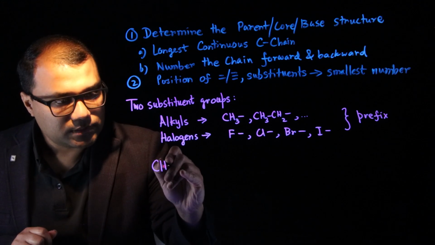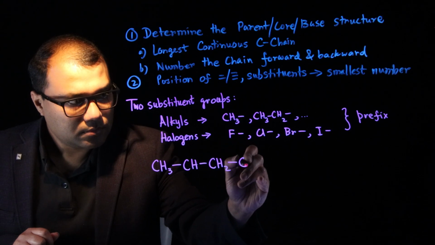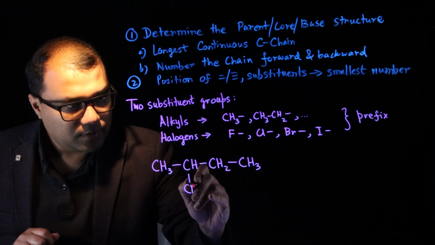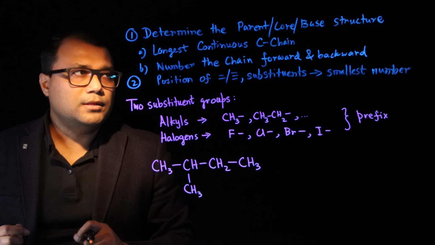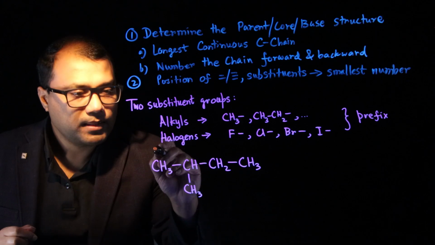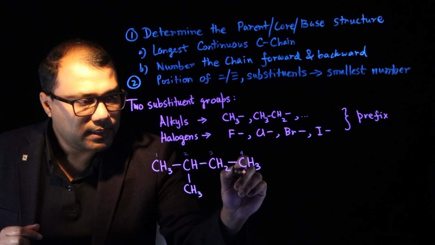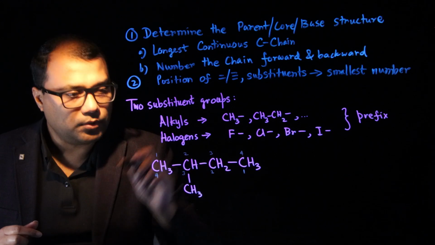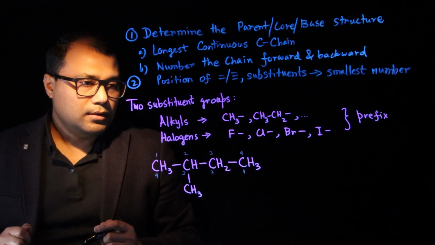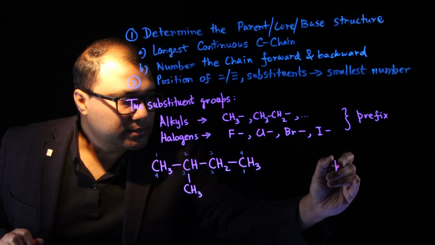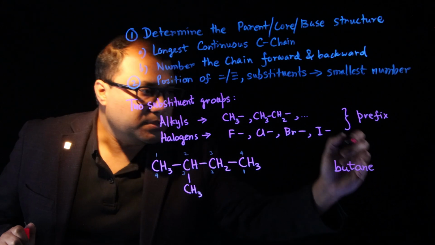Okay, let's take an example. Let's say we have this compound. And here we have a methyl group. Okay, so let's go back to our first rule, determine the parent or base structure. So the longest continuous carbon chain. So it could be this way or this way, it's the same thing. So let's number that 1, 2, 3, and 4. And let's number that in the reverse order, 1, 2, 3, and 4. Okay? This is hanging out here as a substituent. Okay? So since it's a 4th carbon in the parent structure, it is a but. There are no double bonds, so it's an alkane, so it must be a butane.